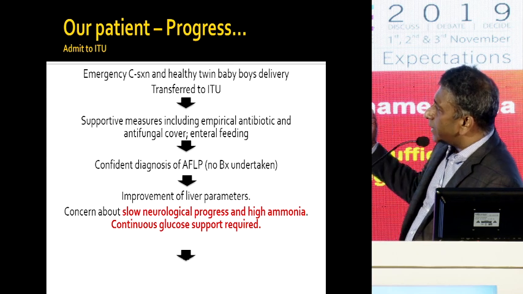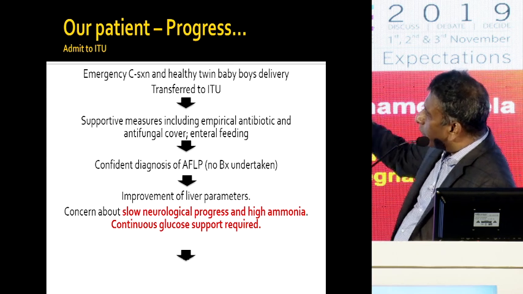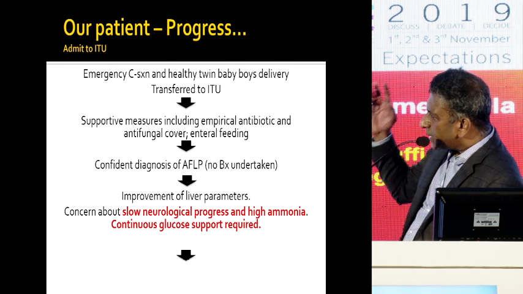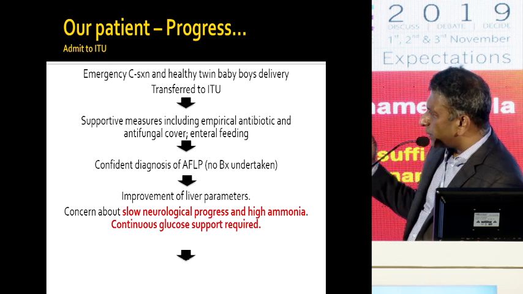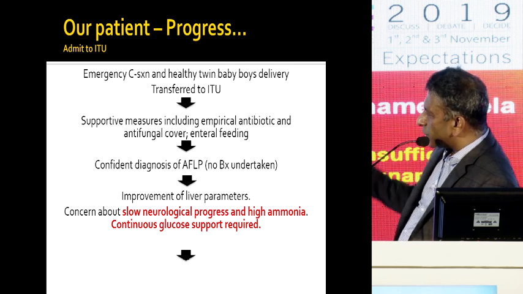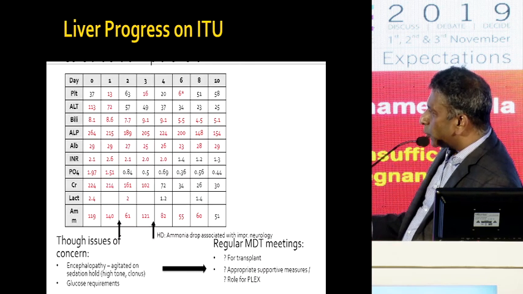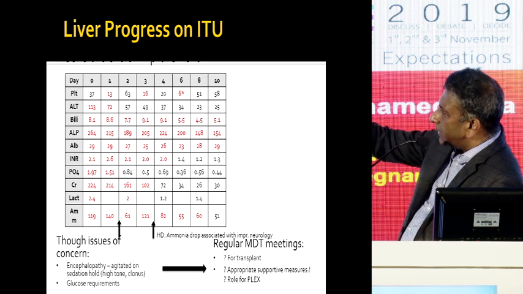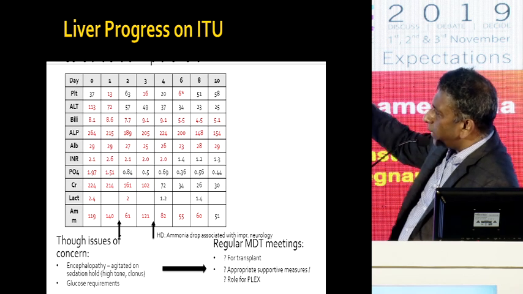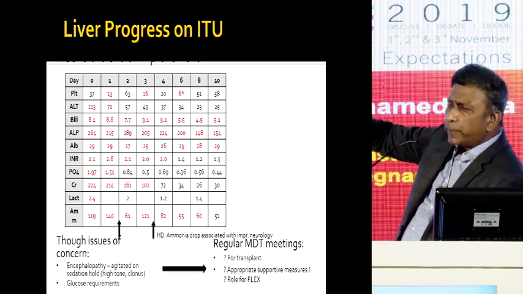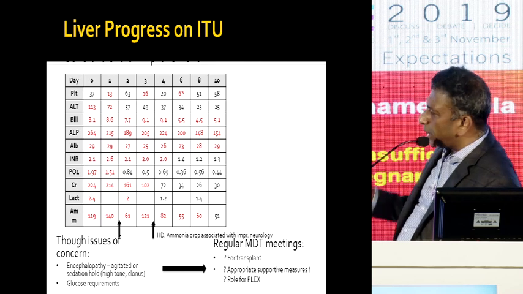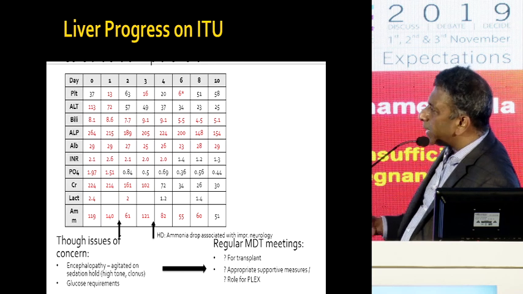Really, the patient had an emergency cesarean section. Both the babies were delivered. Supportive care, including antifungal treatment, was given, with a confident diagnosis of acute fatty liver of pregnancy without liver biopsy. And you see improvement in liver parameters. These are the 10 days following delivery. You can see the bilirubin always falls very slowly. The bilirubin sometimes can take weeks and weeks to fall.